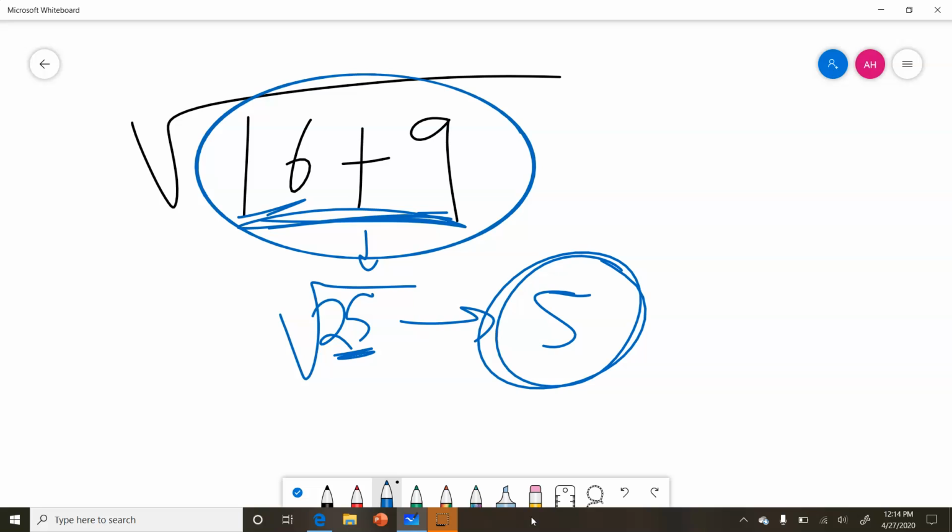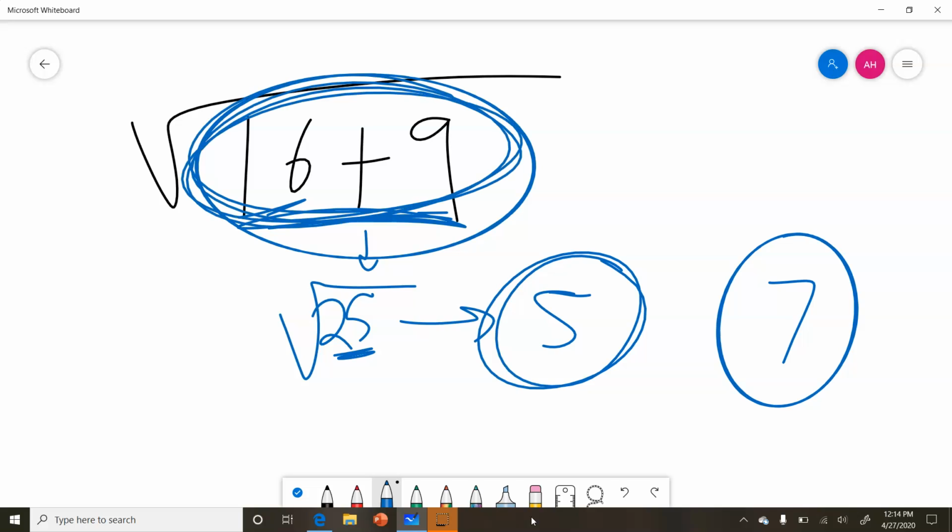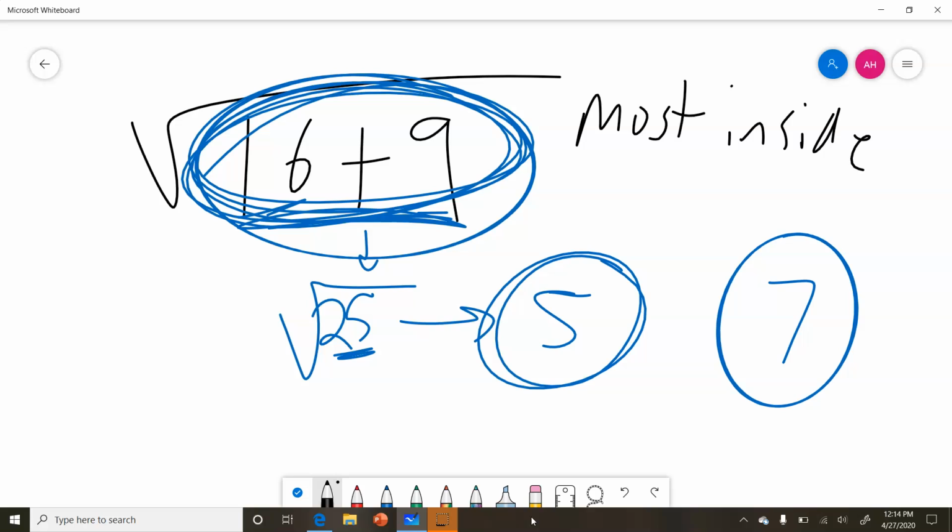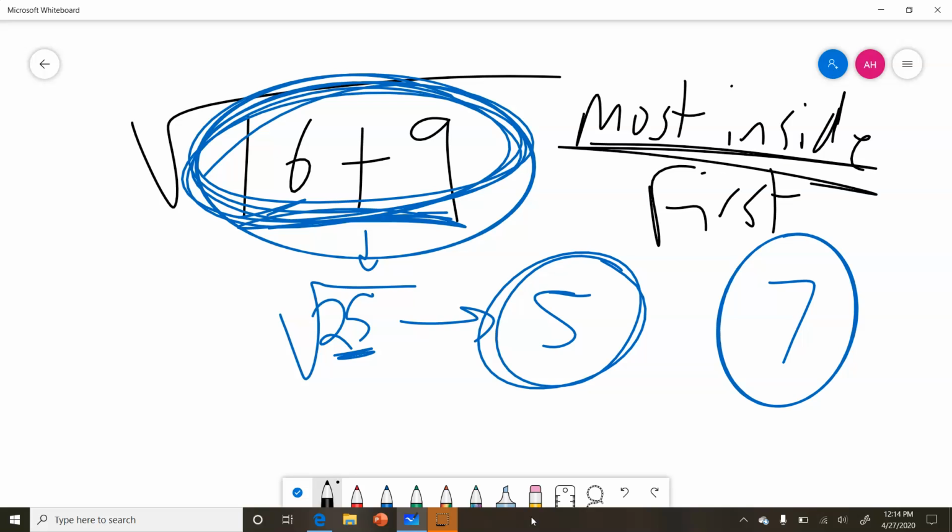Square root of 25 is 5. Okay? Now notice, what was our other answer? Our other one was 7. So it does matter whether or not it's inside here. The key part is you always do what's inside first. The most inside thing first. So I'm going to write that. Most inside first. Every single time you do what is most inside.